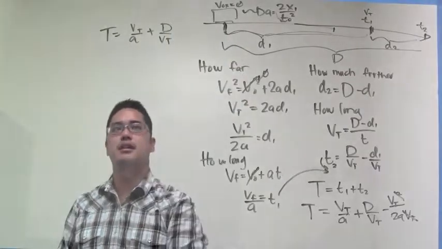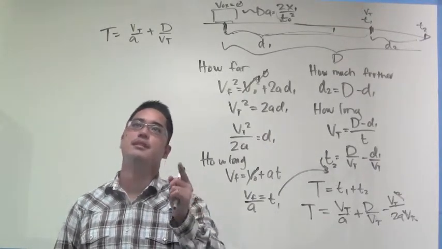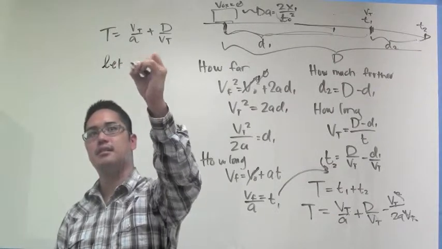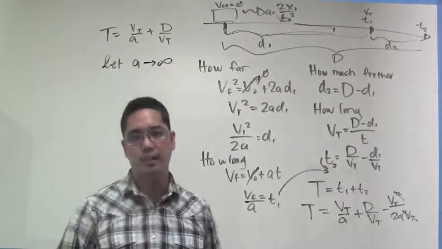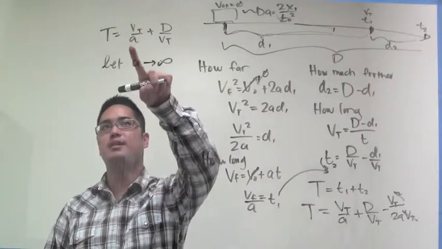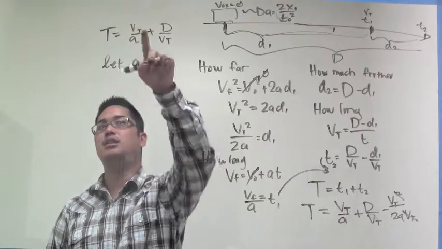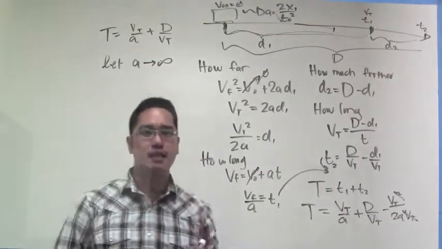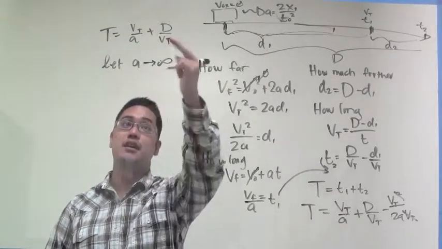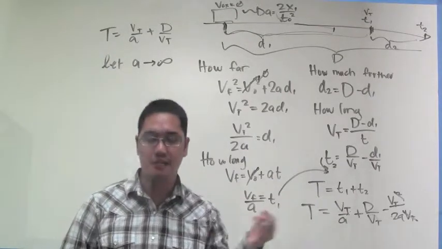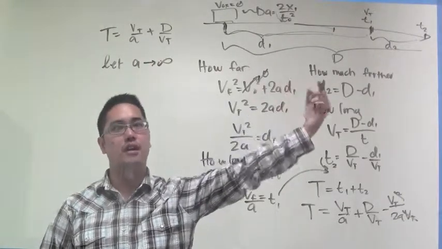But he took some time to accelerate. What's really interesting is if you let A be really, really big, go to infinity. Then this term gets really, really small, and if A goes to infinity, this term goes to 0. So if you can accelerate instantaneously, immediately go to your top speed, the time it would take would be the distance divided by the velocity you would be moving at. It actually has parts of the other answers in it.